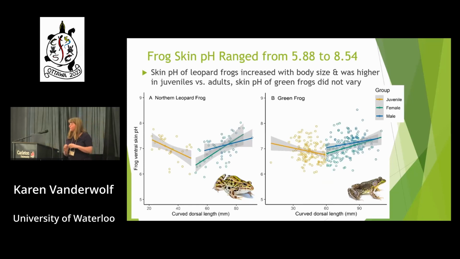So what do we find? The frogs range from about 5.8 to 8.5, so quite a big range there in their skin pH. In case you're curious, we humans are really acidic.